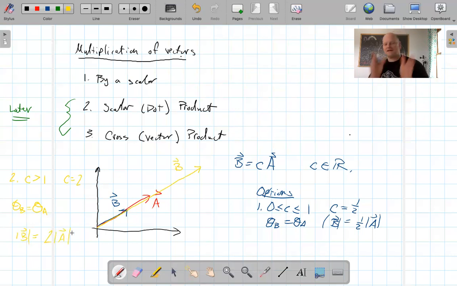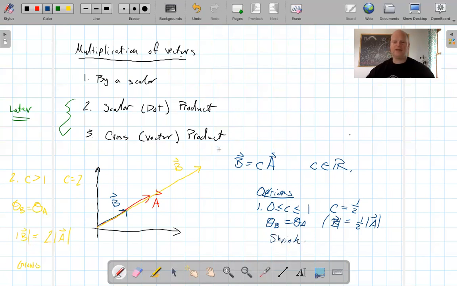So multiplying by a positive constant is either going to shrink the vector down whenever C is less than 1, that's option number one, or, in option number two, it's going to increase the size of it, but it's always going to point in exactly the same orientation. Here it grows the size of the vector, and for the first case, it actually shrinks the size of the vector.